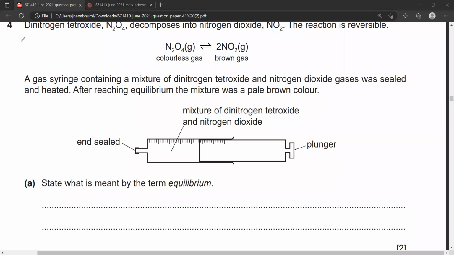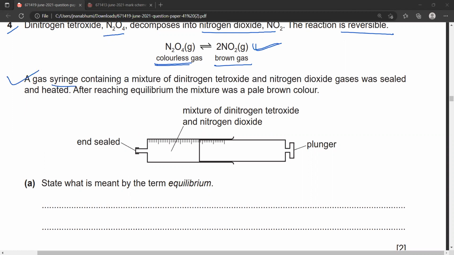Now look at the fourth question. Dinitrogen tetraoxide decomposes into nitrogen dioxide. It is a reversible reaction. This is the colorless gas. This is brown gas. When dinitrogen tetraoxide decomposes to form nitrogen dioxide, the colorless gas changes into brown gas.